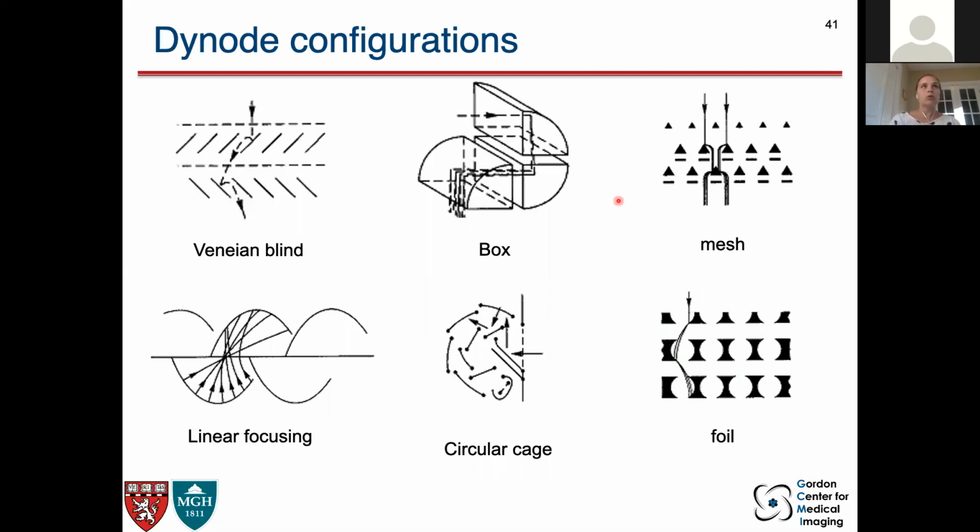And this shows different dynode configurations. These are the accelerating stages. They can look very different, like the actual geometry of things, but it's all about accelerating electrons and focusing them onto the next stage, the next dynode.